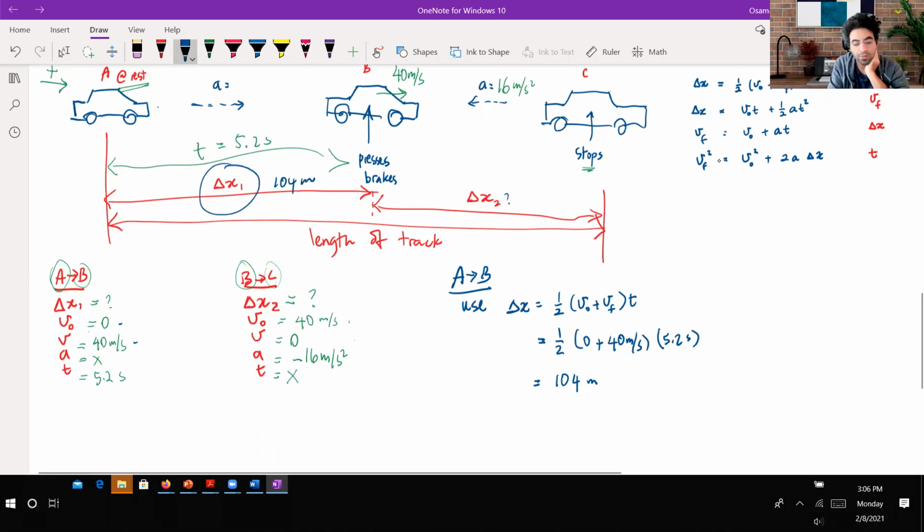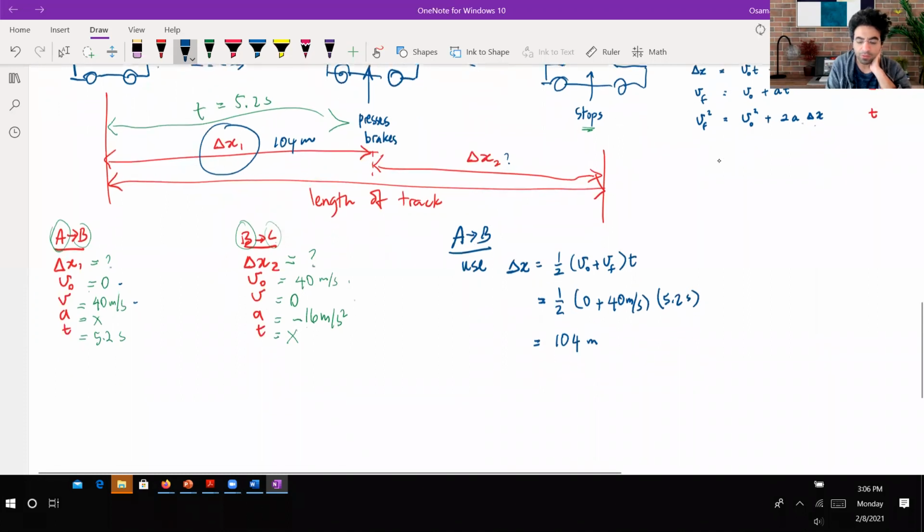Now I need to find this part, and for this part I need to think about B to C, and we already laid out the variables, and I just need to find delta x2. Now I need to look for an equation that has the displacement, the initial and final velocities, and the acceleration. It doesn't have the time because I don't know the time. And the last one, very nice, because it has the displacement, which I'm looking for, the final and the initial velocities, and the acceleration. So I can use that one, but I need to rearrange it to find delta x.